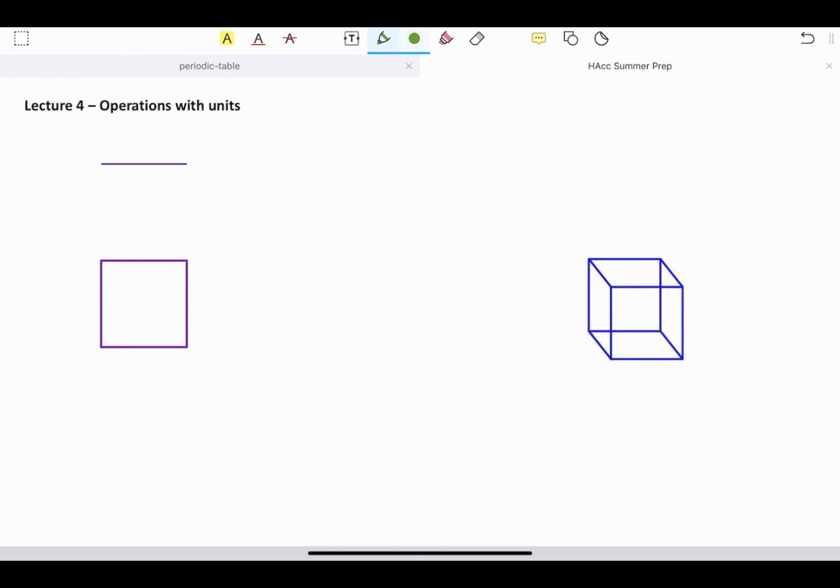Hello, Honors Chemistry, and welcome to Lecture 4, Operations with Units. In the previous lecture, we talked about how we can do operations with pieces of scientific notation. Now we're going to talk about operations with units.